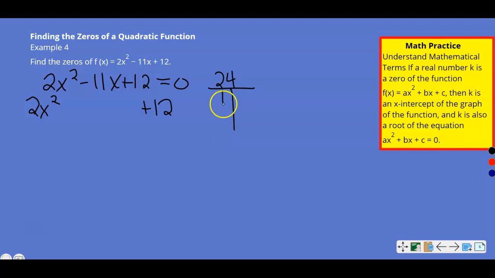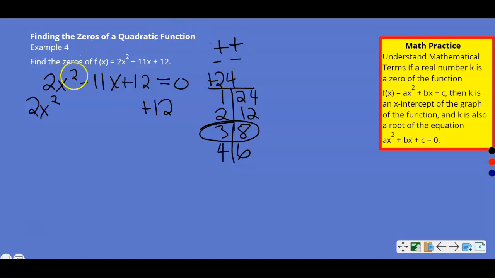So what are my factors of 24? 1 and 24, 2 and 12, 3 and 8. 3 and 8 give me 11, so that's probably what I need. 4 and 6. 3 and 8 is what we're going to do. So to multiply to get a positive 24, I've got to have 2 pluses or 2 negatives. In order to have a negative 11, both of these have to be negative. So what I'm doing is rewriting negative 11x as negative 8x and negative 3x.